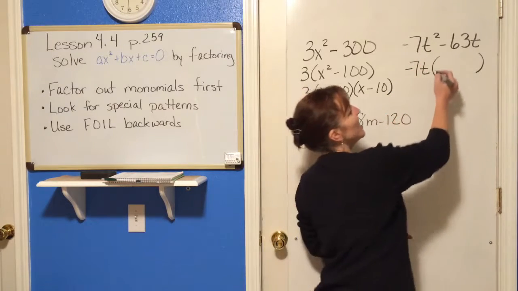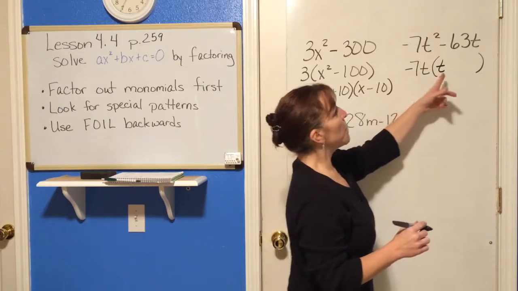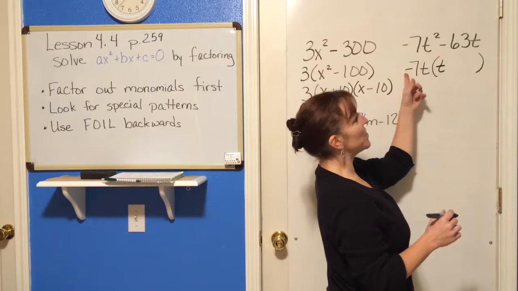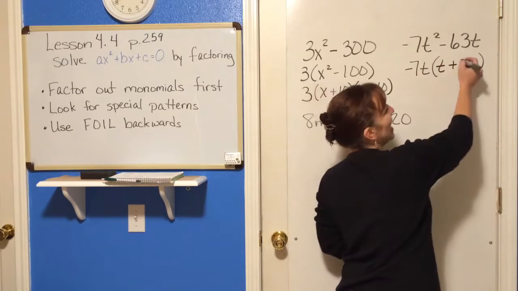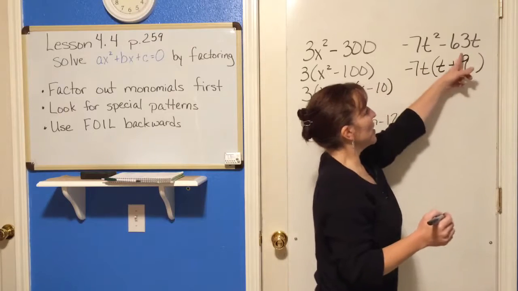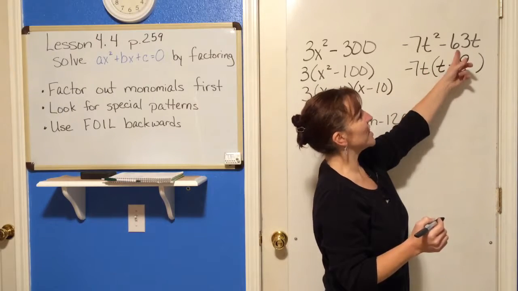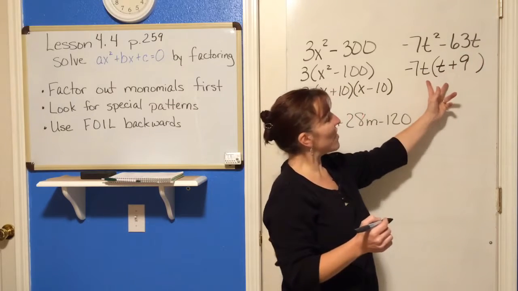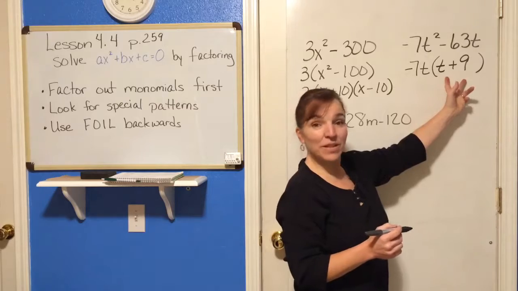So negative 7t times t is negative 7t squared. And then because we pulled out a negative 7, this is now positive. And 7 times 9 is 63. And 7t times 9 gives you the 63t. So now what we have left in here is negative 7t times the quantity of t plus 9.